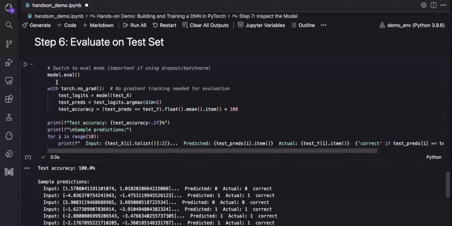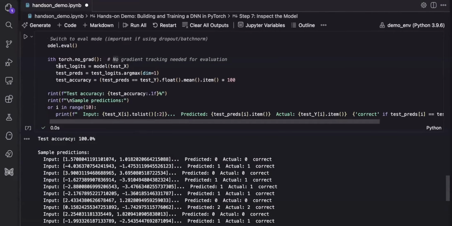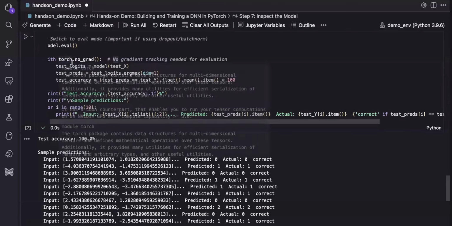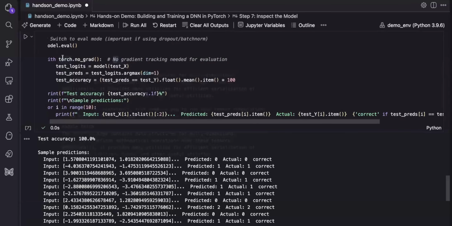Then we have with torch.no_grad, this context manager tells PyTorch explicitly not to build any computational graph inside the block. Inside the block, we pass the full test set through the model in one shot. We call test logits.argmax with dimension equal to 1. Argmax picks the class index with the highest score for each example, giving us the predicted class. Then we compare those predictions against the true labels and compute the fraction that match.